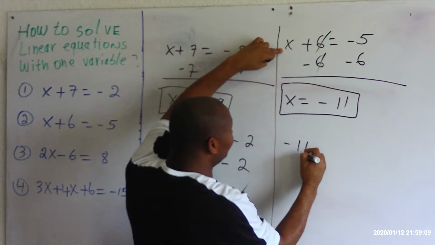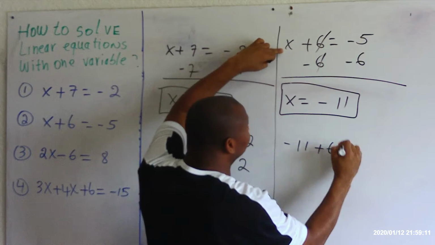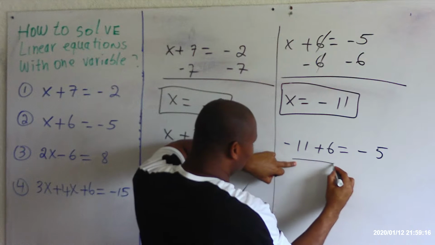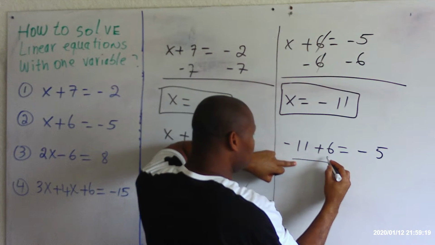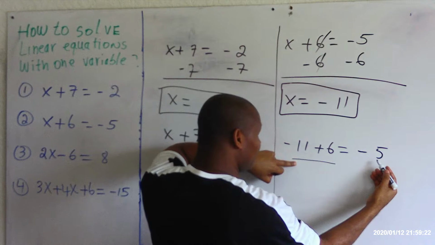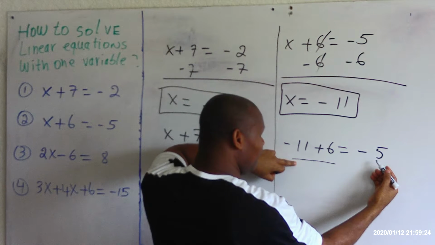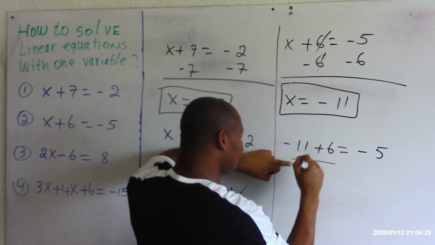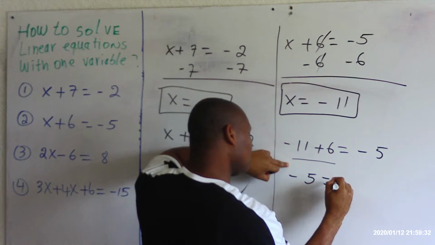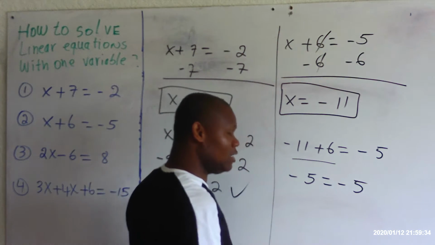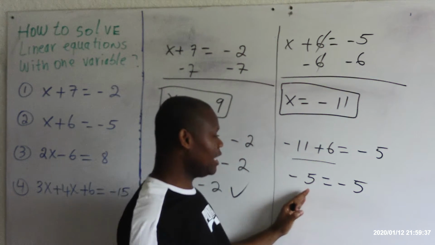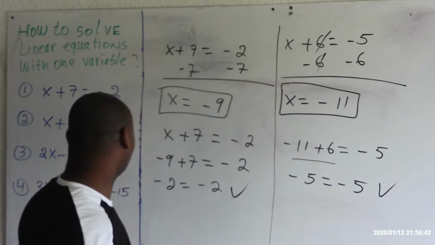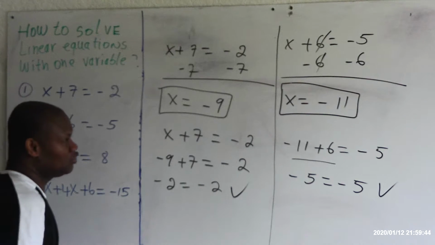So, negative 11 plus 6, so negative 5. We're going to see if the left side, negative 11 plus 6, is going to give us negative 5. If it gives us negative 5, our answer is correct. Okay? Negative 11 plus 6 is negative 5, equal negative 5. So our answer is correct because we have negative 5 equal negative 5. Alright? Very good. So we have 3 and 4 we're going to do.